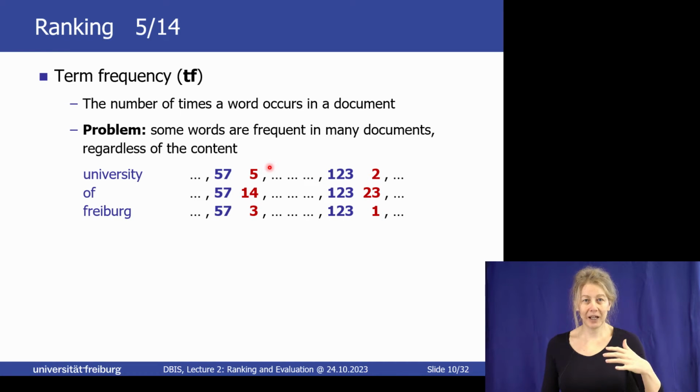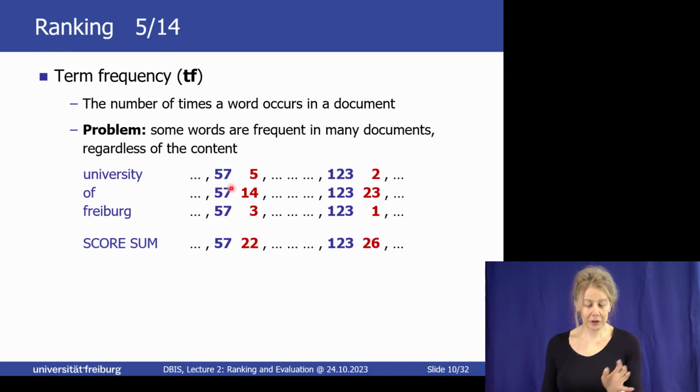Now let's do the math, as I explained. What do we get? 57 gets a score of 22, and 123 gets a score of 26, which means this will be ranked higher, right? Because the sum of these numbers is higher.